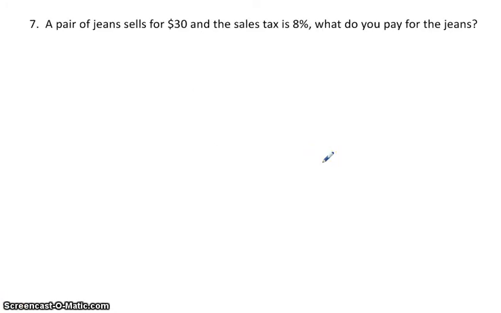A pair of jeans sells for $30 and the sales tax is 8%. What do you pay for the jeans? I'm going to begin this problem by setting up a double number line, and I see that it is a percent problem because I have a percent here and I have a number. So again, we're looking at trying to determine the percent of the whole amount equals the part.